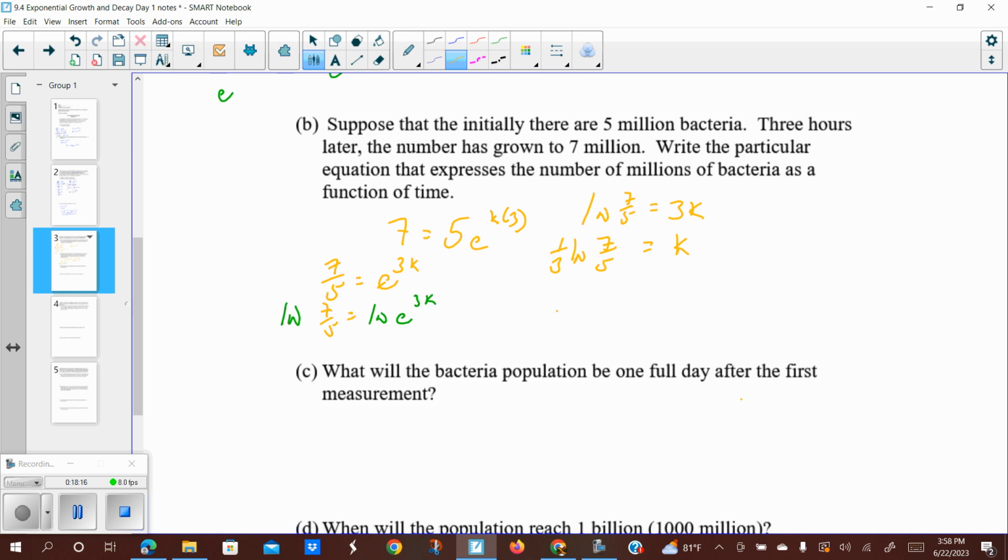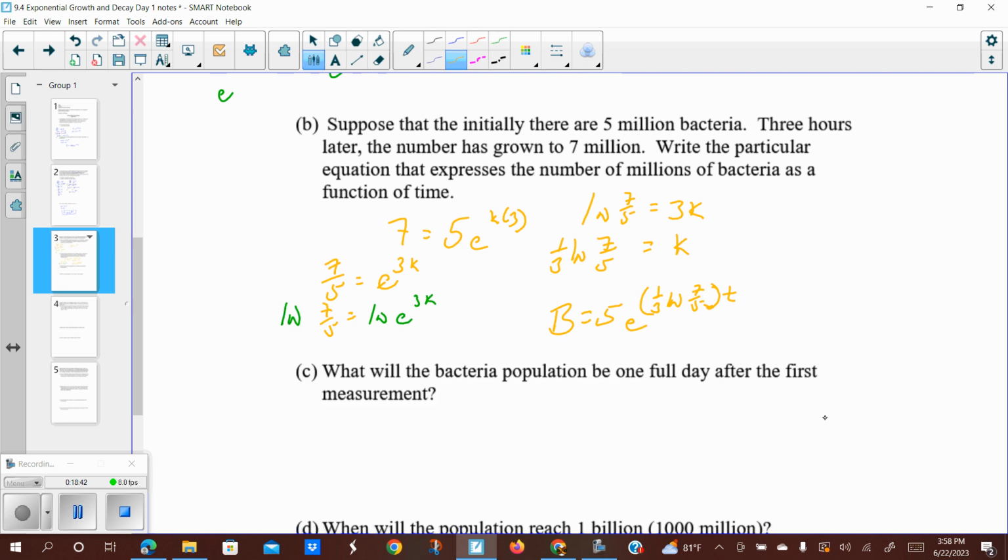And then for b, it's going to equal 5. That was your initial condition. e raised to the 1/3 natural log of 7/5, all times, oops, not k, times t. And there we have our equation. The rest of this is using that equation.